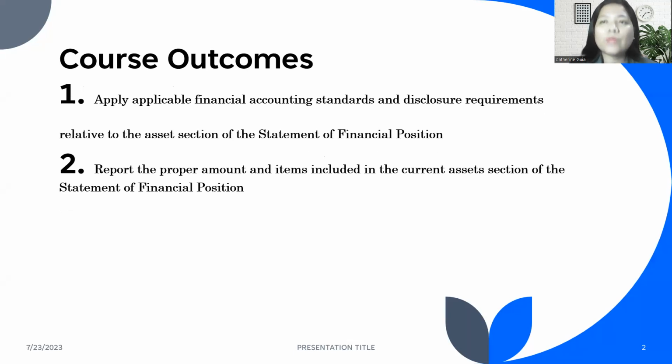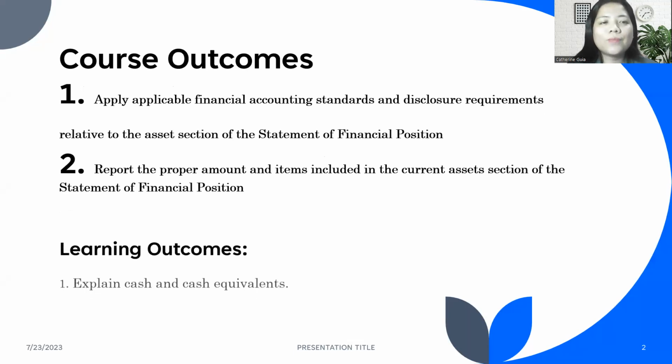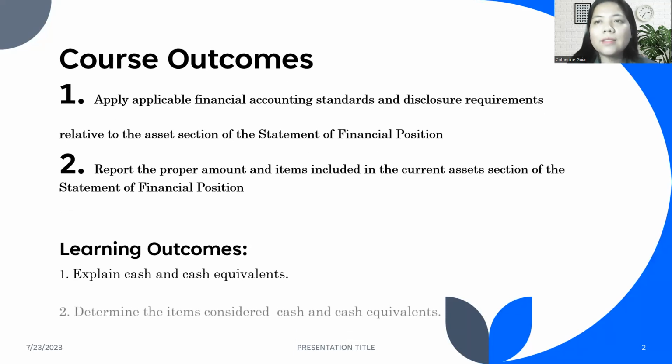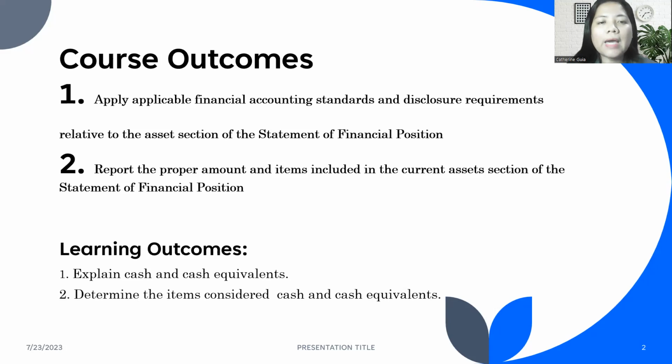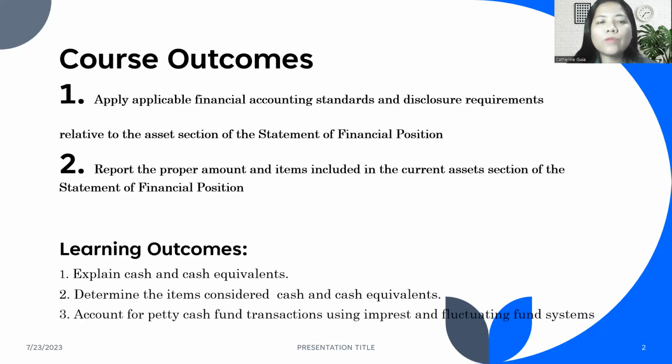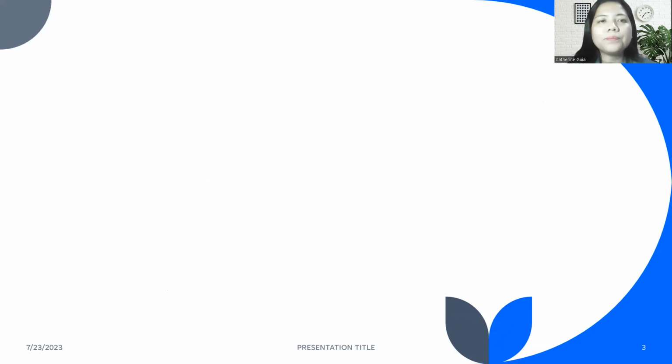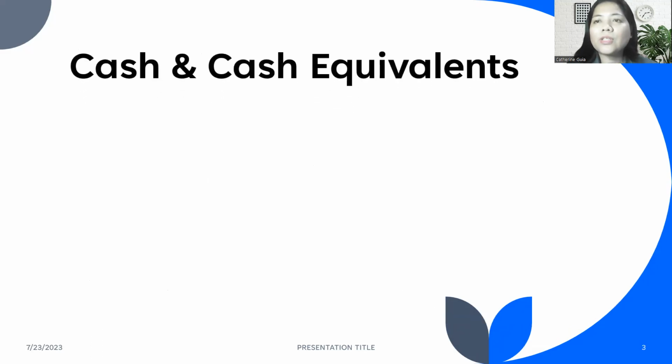To achieve these course outcomes, we have here learning outcomes. Okay, number 1 is to explain cash and cash equivalents. Number 2, determine the items considered cash and cash equivalents. And number 3, account for petty cash fund transactions using imprest and fluctuating fund systems. Okay, let's start with our discussion about cash and cash equivalents, particularly with our discussion on the cash items.